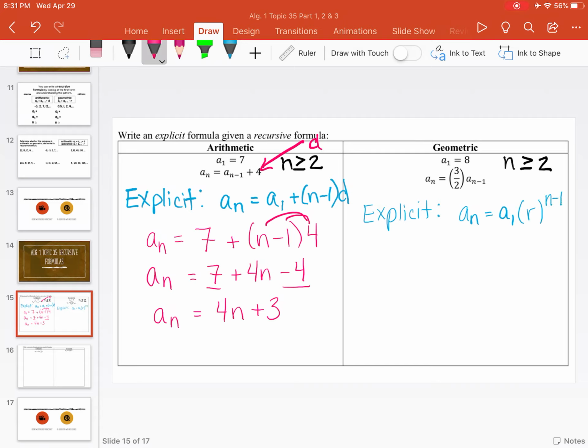Now this example is also super simple because all we have to do is plug it in. We know what a sub 1 is because it's given right up here. So a sub 1 is 8. Now my common ratio is my 3 halves right here. Oftentimes we see it in recursive formulas. We say a sub n minus 1 times our common ratio. But normally when writing it, with numbers, we commonly see it with the ratio listed first, numerically that is. So this common ratio is 3 halves in this example. Then we're going to raise it to the n minus 1, and we're done.